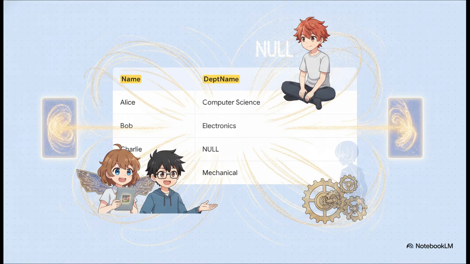And this brilliantly illustrates the true power of a full outer join. Every single piece of data now peacefully coexists in one massive result. Alice and Bob, they have their perfect matches. Charlie is preserved with his null department, and the mechanical department is preserved with its null student. Nothing is lost. Absolutely every row from both initial tables is totally accounted for.